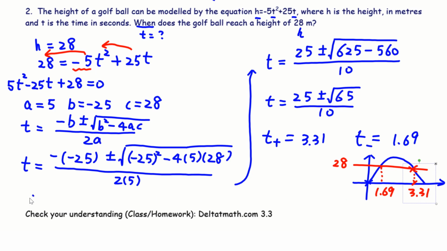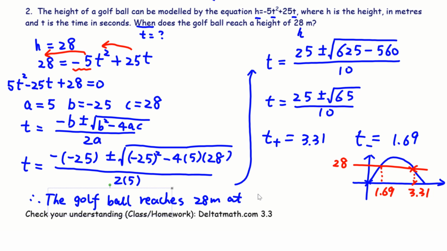Then write a statement. Therefore, the golf ball reaches 28 meters at 1.69 seconds and 3.31 seconds.